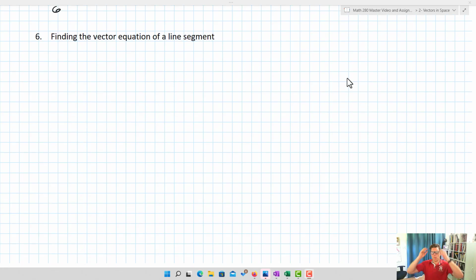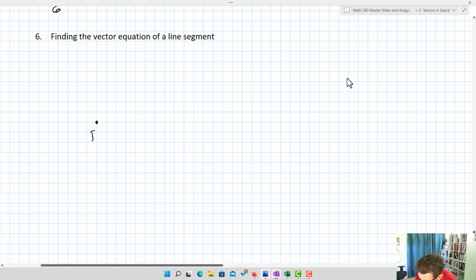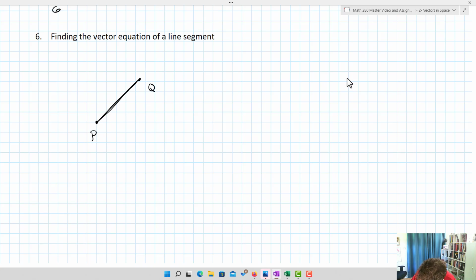Let's suppose that we want to find the vector equation of a line segment. In this case, we're not interested in the entirety of the line, which is really handy and very important, but we just want to know a particular segment. Let's say, for example, we start at point P and end at point Q, and we want to create an equation for the line segment between P and Q. That's our job here.